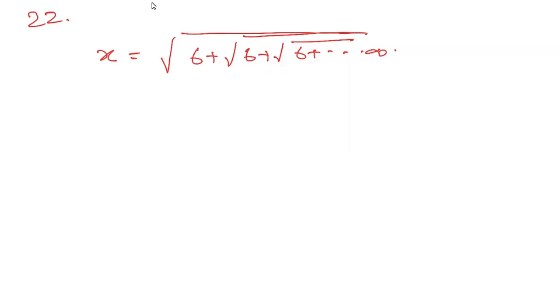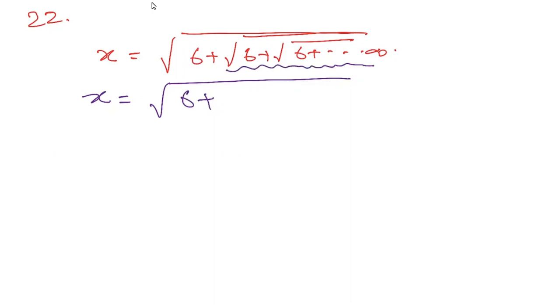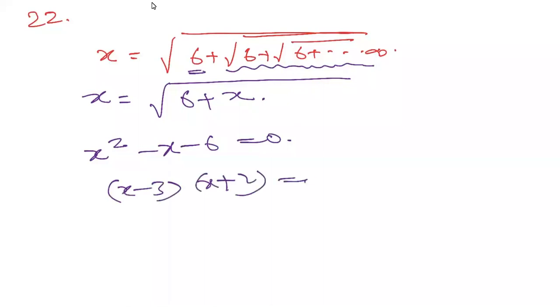See, what you have to do, right? Start with this: x is equal to under root of 6 plus, this is going to infinity. If the term is tending towards infinity, you are just taking the 6 and writing the rest as x, right? So x is equal to under root of 6 plus x, or x squared minus x minus 6 is equal to 0. If you factorize, x minus 3, x plus 2 is equal to 0. So x is equal to minus 2 or 3. But we know that under root term is a positive term. So negative is not possible. So the answer will be x is equal to 3 only.